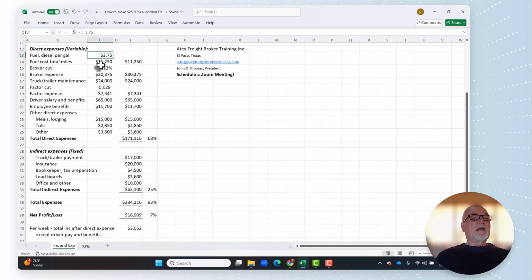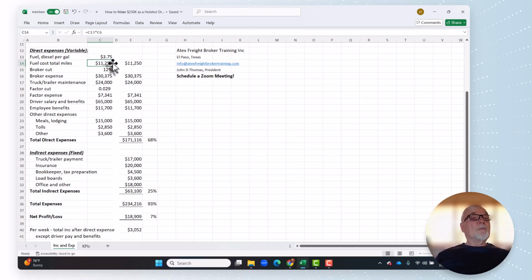And so let's go ahead here. The 11,250 is the rate per gallon times the number of gallons that you run for the entire year, or for the number of miles that you're running, both loaded and unloaded. Then if you use a broker, you can figure on paying them 12%. If you don't use a broker, you're going to have to use someone to get your loads. There's a lot more to be said about that.